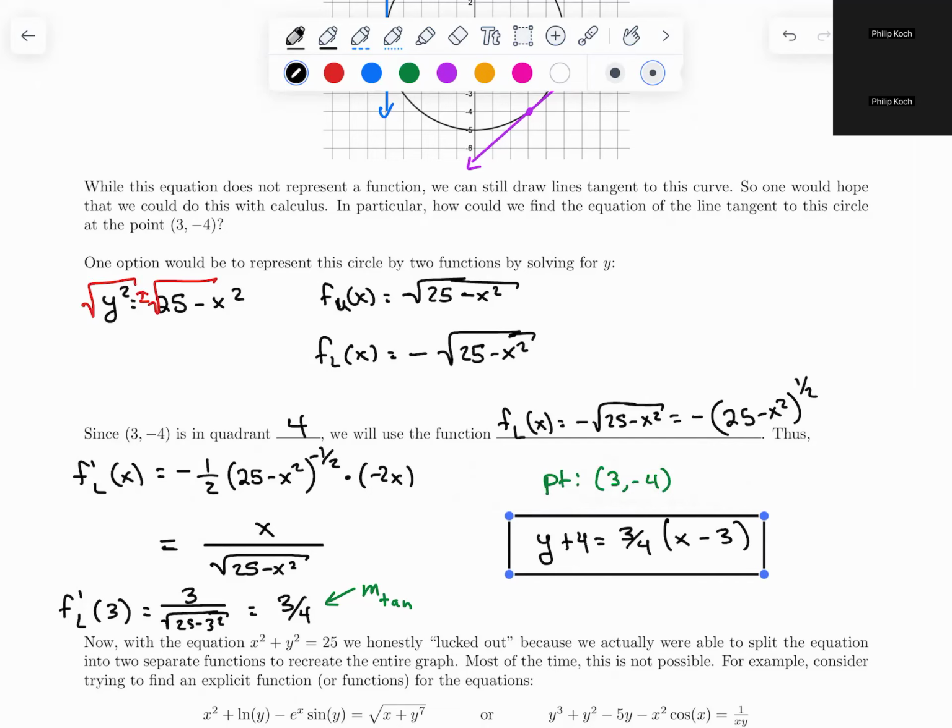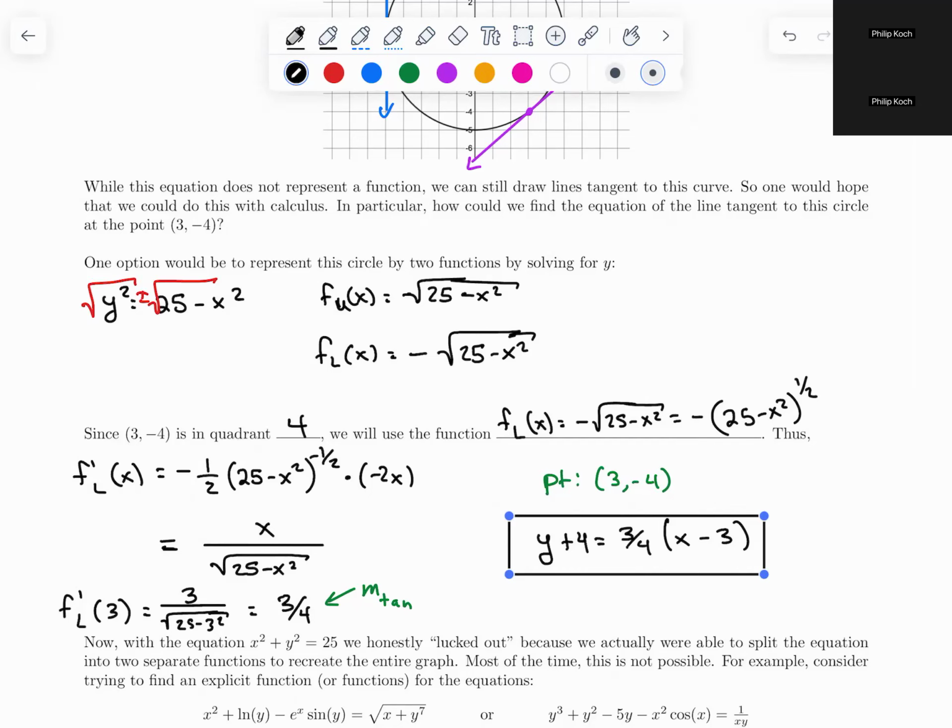However, that only worked out because, like, any questions on that? Let's check before we move on. That only worked out because it was really nice and neat. We were able to solve for y in terms of x. We were able to get this at least into 2 equations, 2 functions. But that's not always the case.